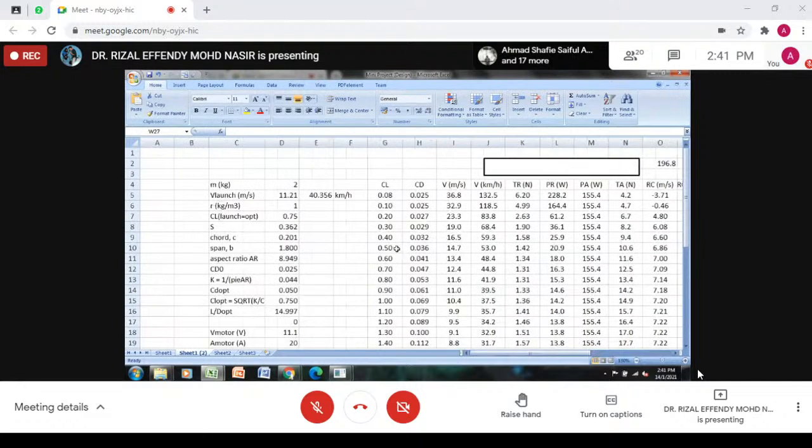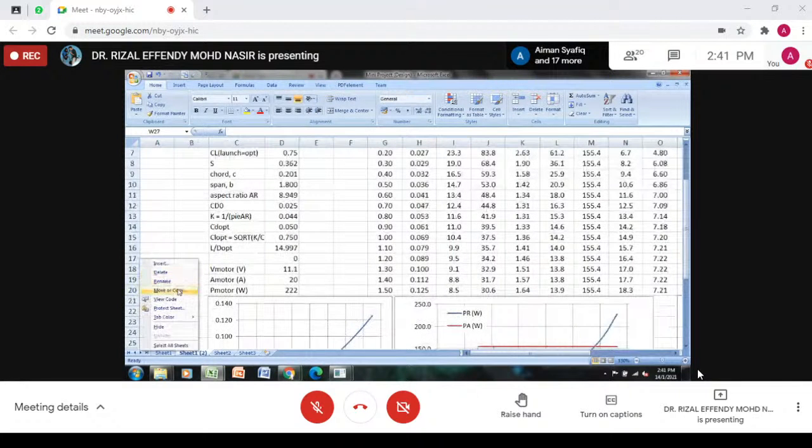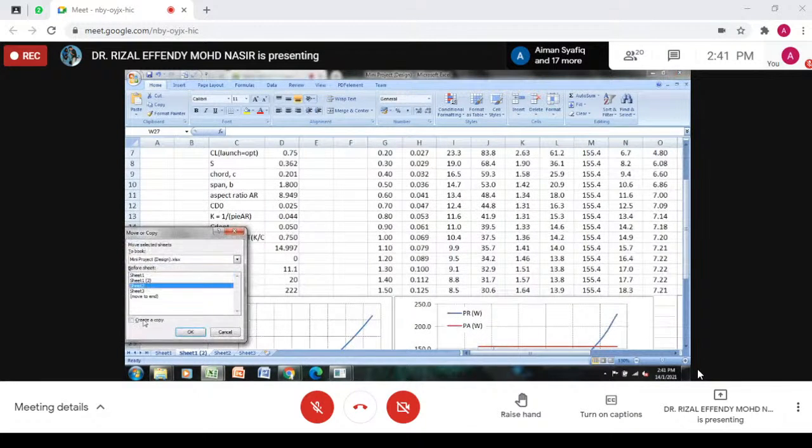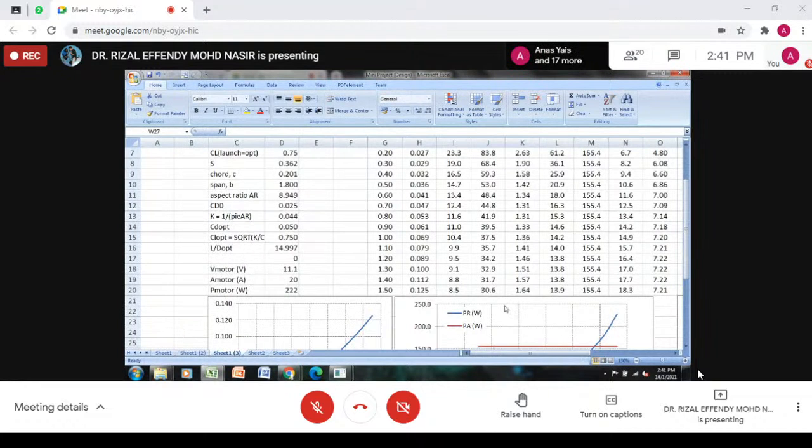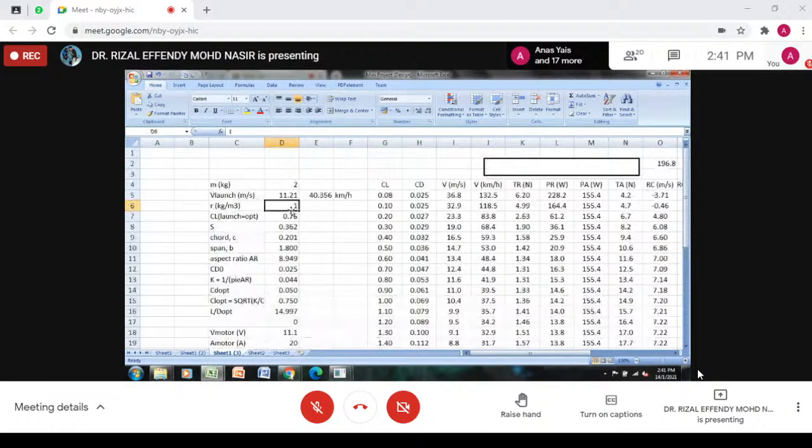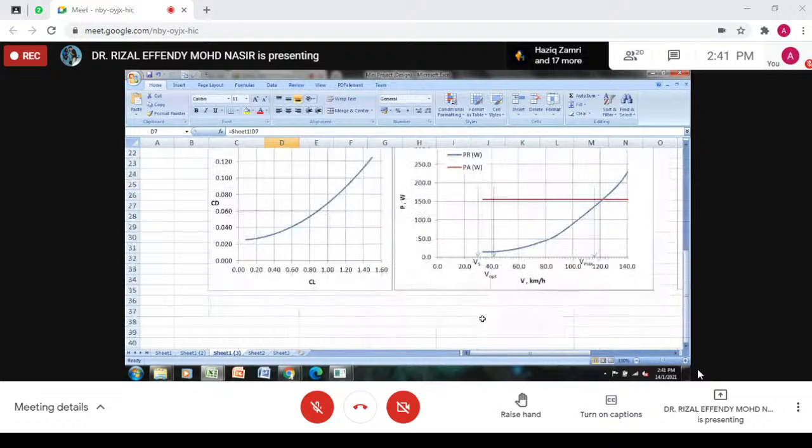Okay. So just make a copy. Lagi. Create another copy. Now altitude lagi tinggi. Now let's say the air density now is around 0.85 for example. Okay. Dia berubah semua power available and all.